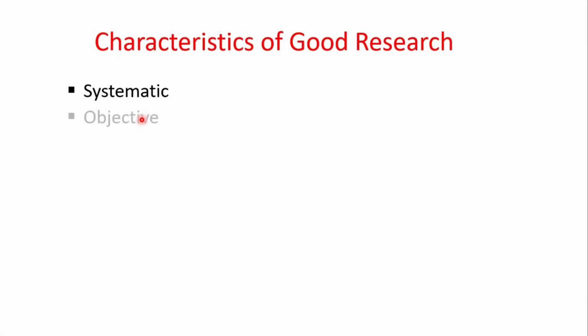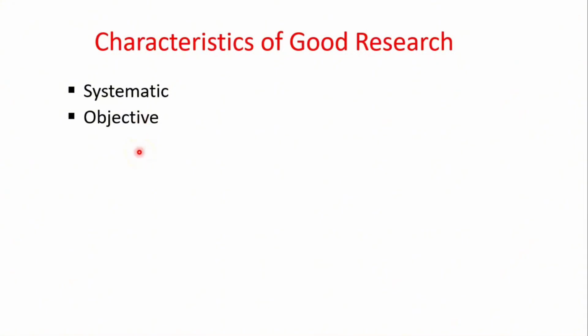Another characteristic is it should be objective. That is, it should not be biased or partial, okay? It should focus on facts and evidence to draw conclusions. Now, one problem with qualitative research is that it can be biased. But don't worry, when we get there, we'll talk more about it.